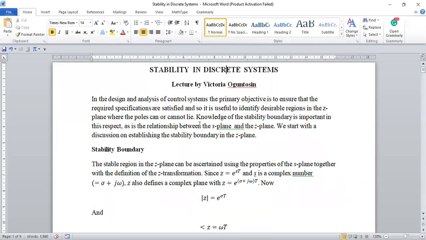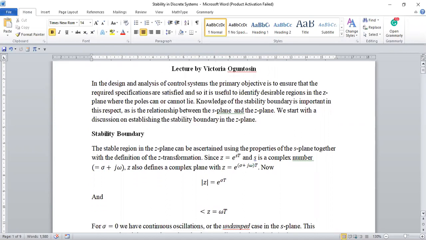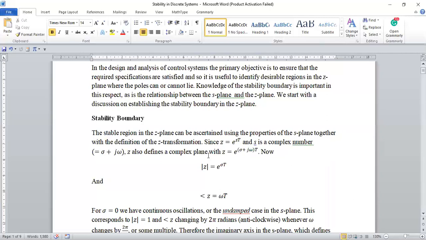This topic is on stability in discrete systems. Before we start this particular lecture, we know that in continuous time, we are in the S-plane, and for stability in the continuous time, we know that all the poles of the system should be on the left half plane, meaning that the poles should be negative for stability.